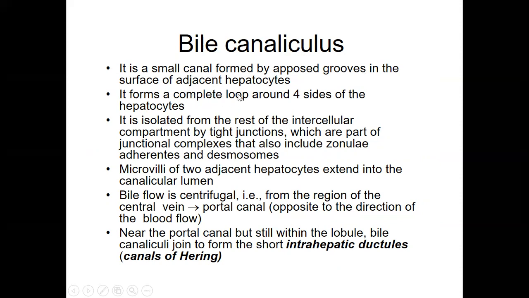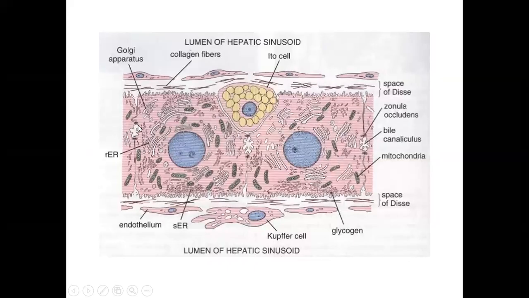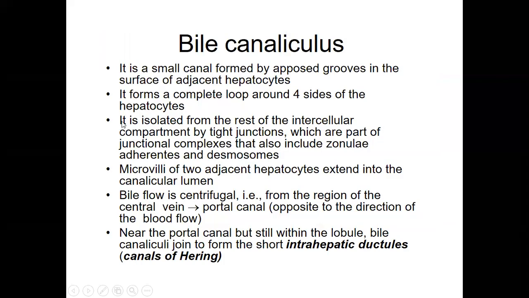It forms a complete loop around the four sides of the hepatocyte. So you can see here, this is the bile canaliculus. It surrounds the hepatocyte and loops around the four sides of the hepatocyte.